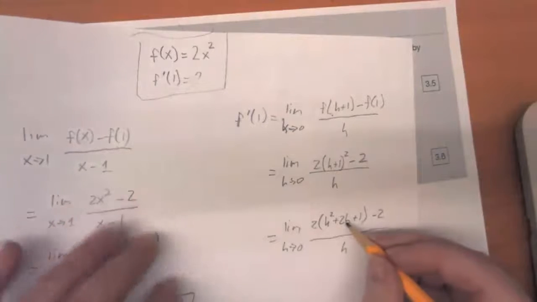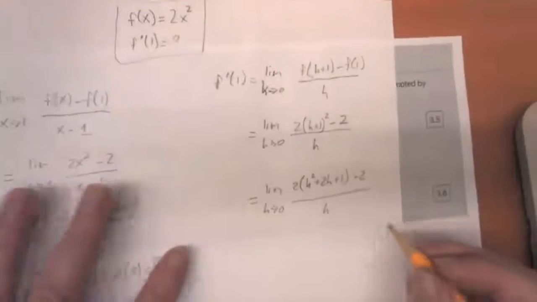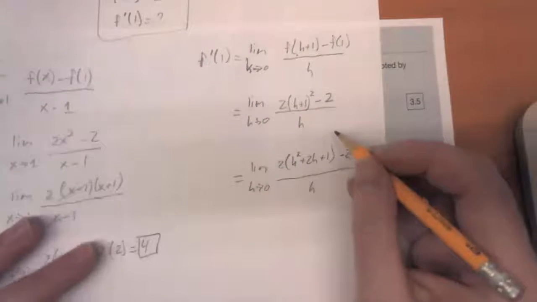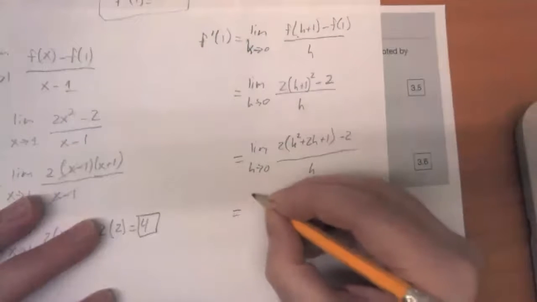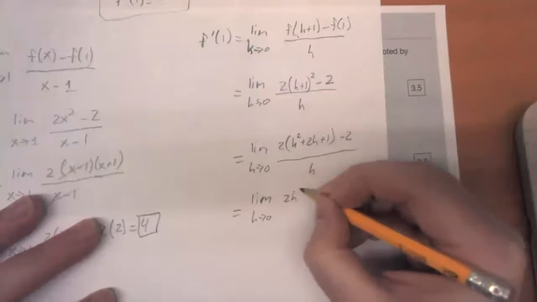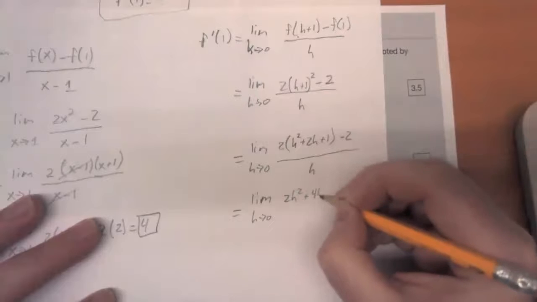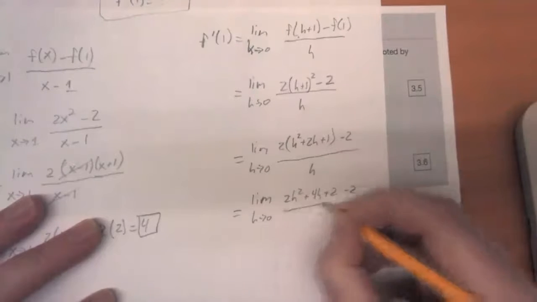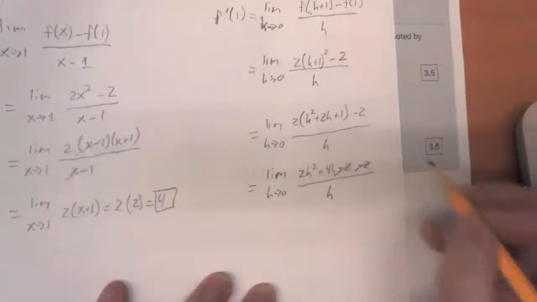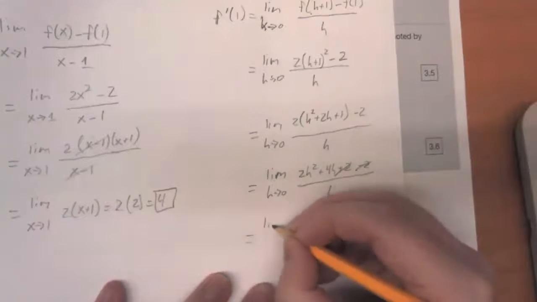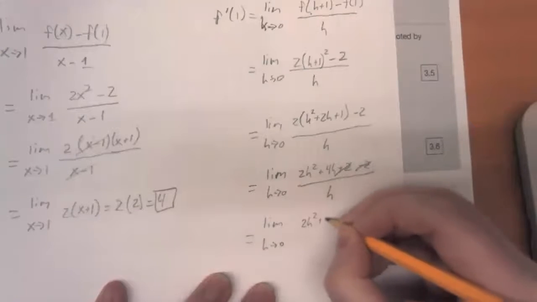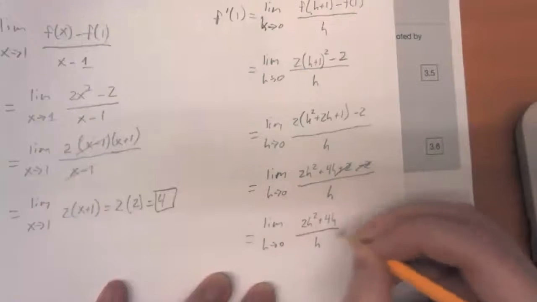You can verify this using FOIL or using the box method. But just knowing how to multiply out binomials like this is probably a good technique you want to get used to over time. The limit as h approaches 0 of, I'm just using the distributive property now, 2h squared plus 4h plus 2 minus 2 over h. And the positive 2 and negative 2 are going to cancel out. So the limit as h approaches 0 of 2h squared plus 4h over h.